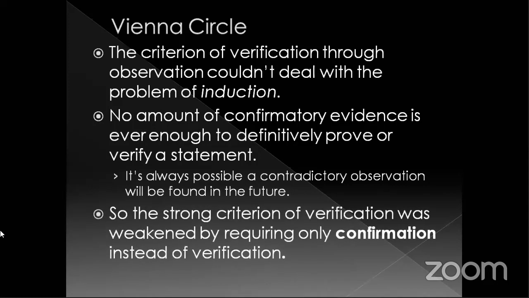So the strong criterion of verification was weakened by requiring only confirmation instead of verification. The criterion of verification needs confirmation instead of verification. This strong criterion has been weakened. I mean, we always need confirmation. We don't need verification.